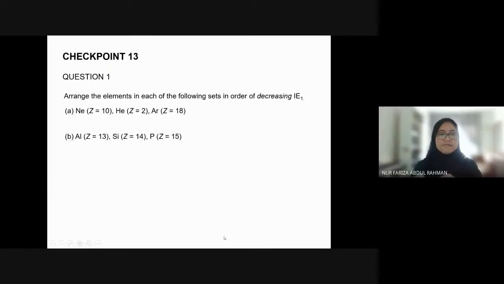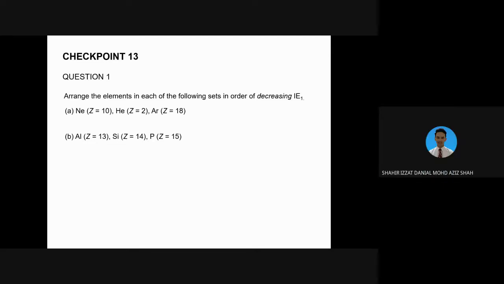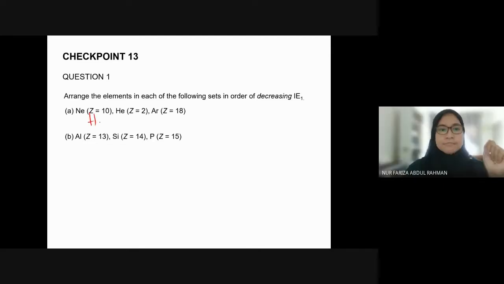Let me share the screen first. Okay. In order of decreasing first ionization energy, that means we're going to start from the greatest first ionization energy, okay, and last with the smallest ionization energy. So the greatest will be helium, right? And then neon, right, okay, neon, and lastly we have argon.